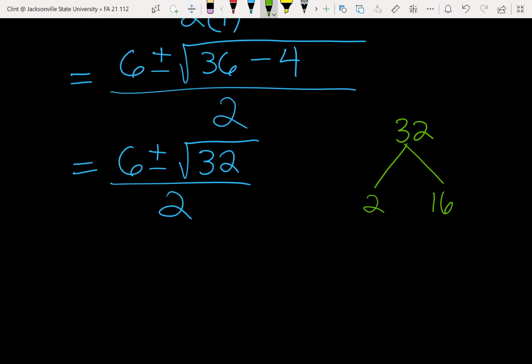Because the square root of 16 is 4. You can take it all the way down and you'll get 4 2's over here. So every time you have 2 2's, you can bring a 2 out. So we'll end up bringing 2 of those out and get 4. But either way is okay here. So we'll end up with 6 plus or minus 4 square root of 2 over 2.